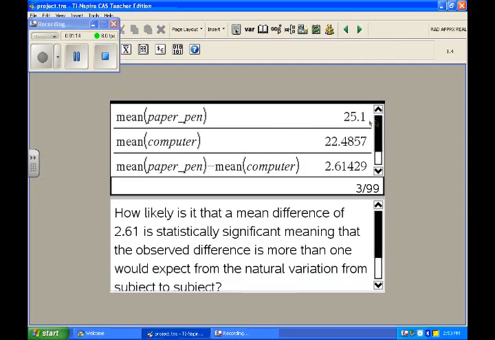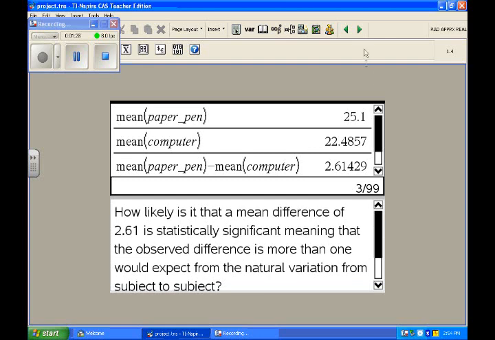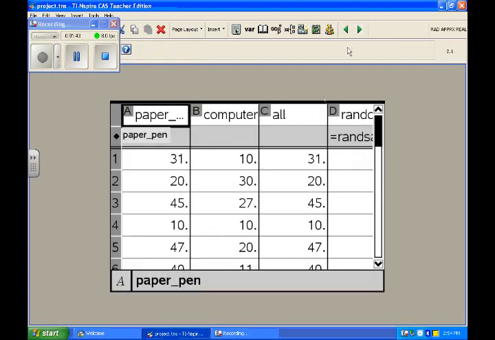In the next slide, we found the mean of the paper and pencil group's results and the mean of the computer group's results. We found the difference of these two means to be 2.6. We wanted to know how likely it was that this difference was statistically significant in our experiment, to see if this result of 2.6 could have been gotten randomly and not through the difference in our treatments.